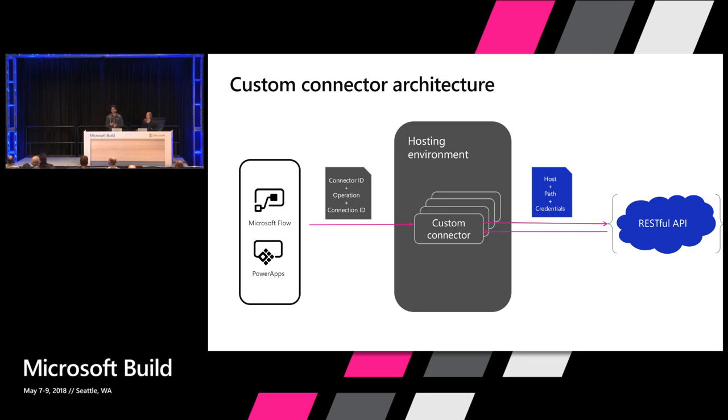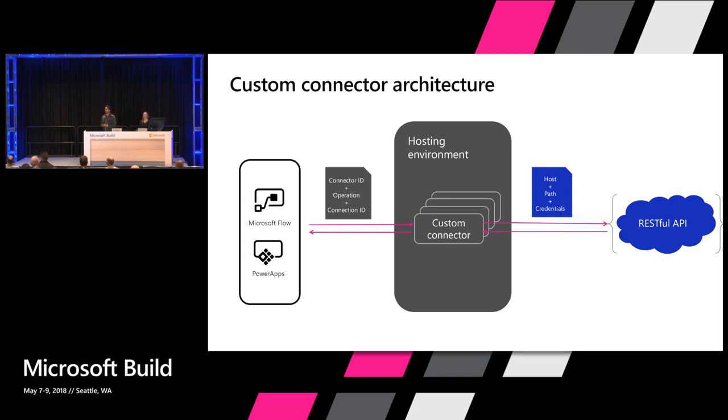Then with the responses, the same pattern follows, where the RESTful API will respond back to the custom connector, and the custom connector will then respond back to Flow or PowerApps. And you may wonder why we are doing this one level of abstraction. This is so that we have flexibility in not requiring all of our users to have one standard way of describing their APIs. The other piece is that this allows us to have a more secure environment. Your credentials are never going to leak off the client. So that's how the connector architecture works at a high level.